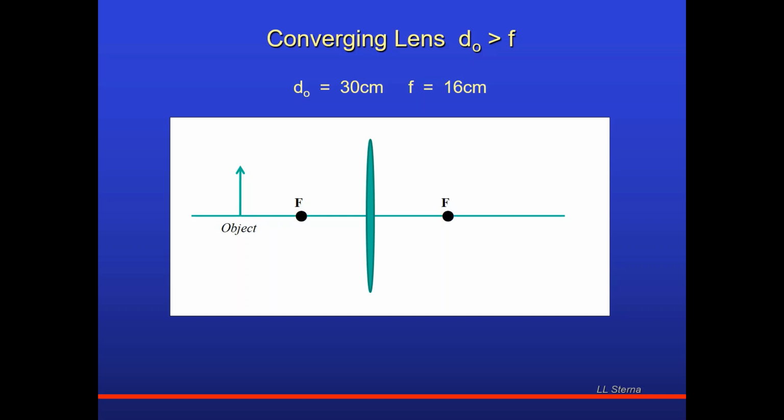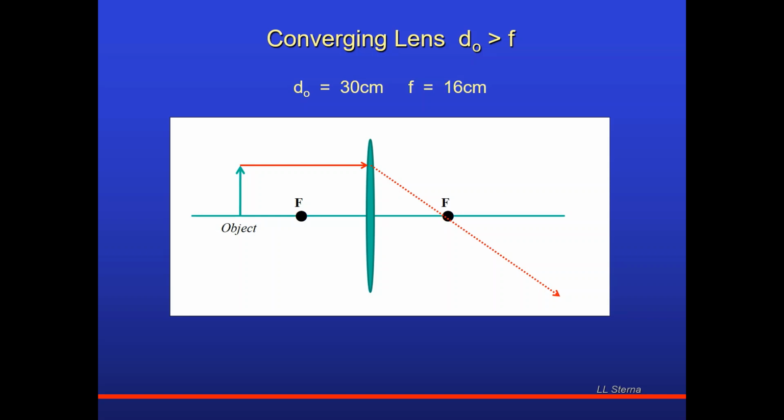Let's do the first ray. We're going to take the tip of the arrow. Rays go out in every direction, but we're going to select 3 of them that help us to find the image. So we start with a ray coming parallel. It strikes the lens. The first rule says, in the case of a converging lens, it goes to the focal point. So there you see the ray goes to the lens, then goes to the focal point on the other side of the lens.